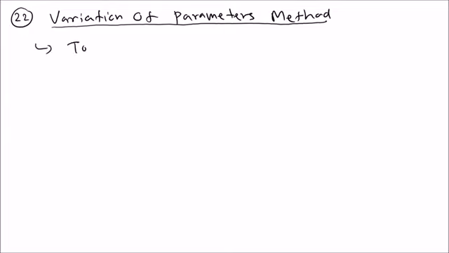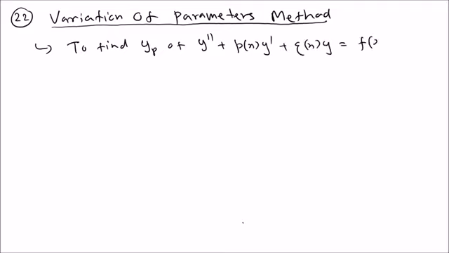We use this one to find yp, the particular solution of y'' + p(x)y' + q(x)y = f(x). So it's the same problem, but it has to be in this form. So we write that standard form. If it is not in the standard form, you have to bring it to standard form first. So these are the steps. Let's go with the steps.